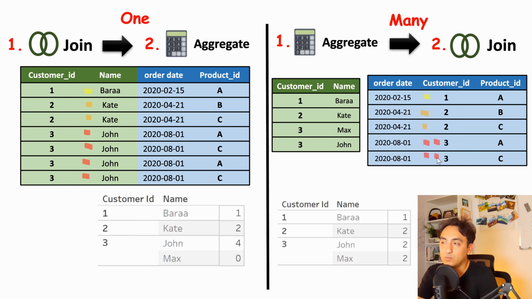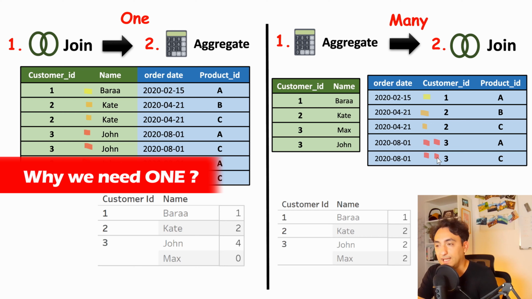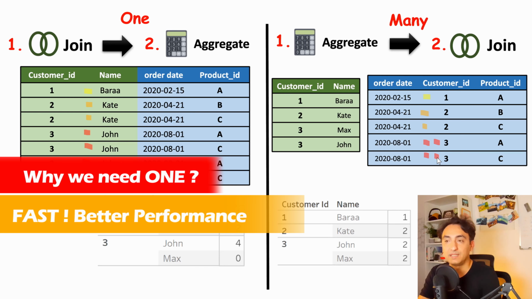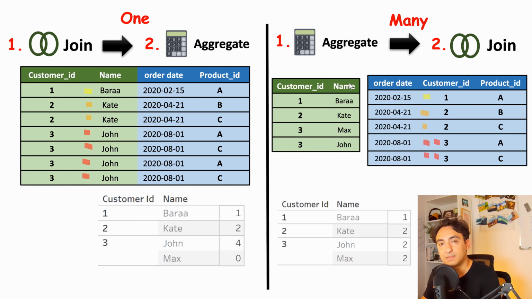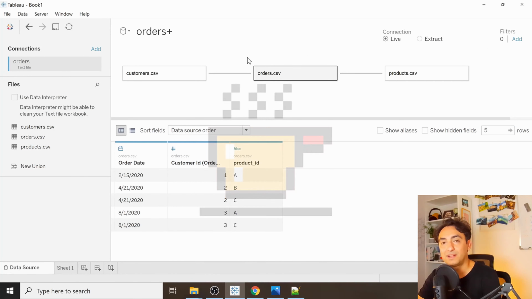So one might ask why we don't always go with the many and forget about the one relationship. It's because with the one relationship, you have one big benefit: it is faster. Because as you see here, it's going to combine the data and do the aggregations. And if you compare to the many, there are some iterations in the many. So it's going to be much slower than the one. So if you are sure that everything is unique, just go with the one because you will get better performance.